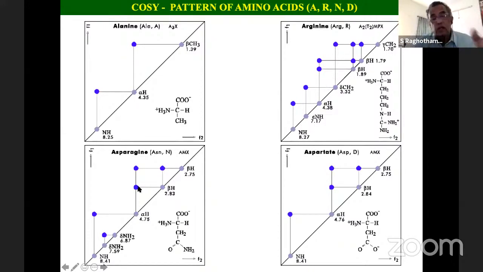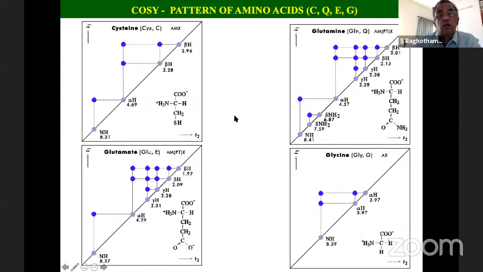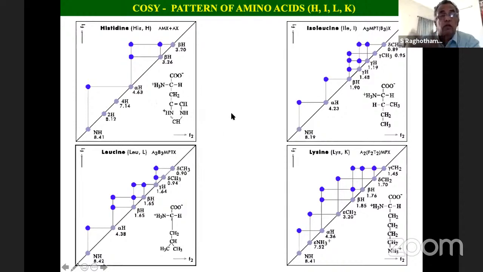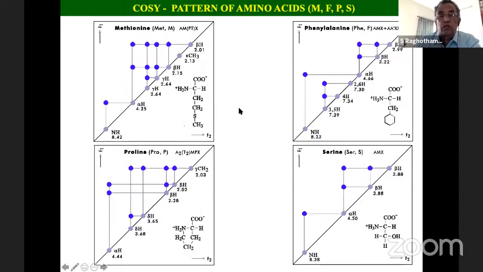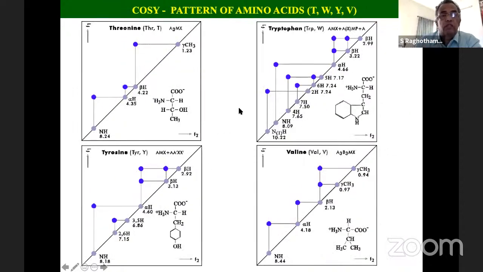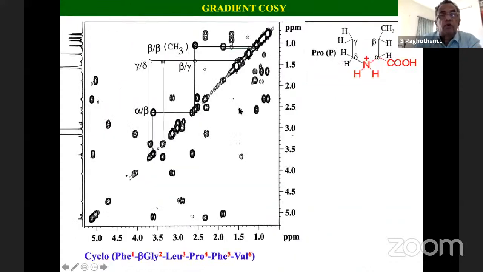Likewise, every amino acid has a specific pattern. I'm not going into those details. Anyway, I've listed all 20 amino acids, and each one has a different pattern. Glycine is the simplest one. There is this NH, and the glycine CH2s are separated out, so you get 2 peaks here, and these alphas are also connected. This is histidine, leucine, isoleucine. All 20 amino acids are listed here. Let us skip all those things.